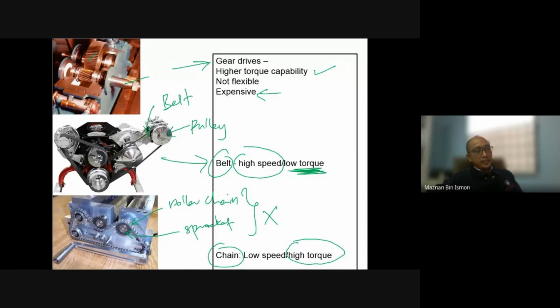The roller chain has meshing, sort of like a gear. There is a mesh between the roller chain and the sprocket itself.